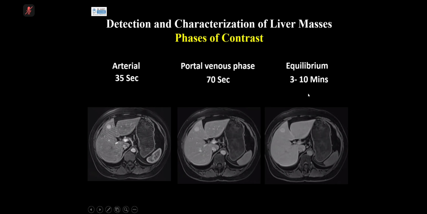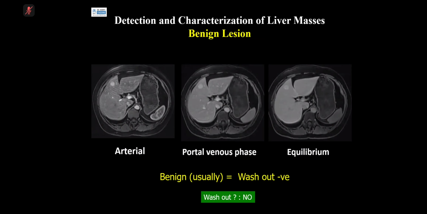And on a CT, you cannot utilize it because you will have to scan the patient in multiple phases, giving so much radiation. But on MR, we utilize this. Key concept to remember is that a benign lesion does not show washout. So if an arterially enhancing lesion is there and it does not show washout, it is a good sign. It means that the lesion is benign.